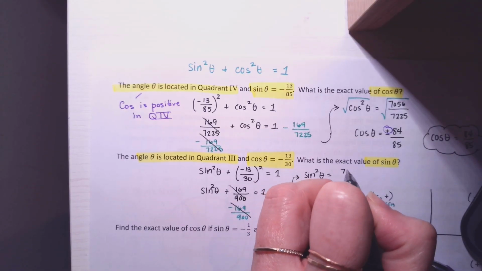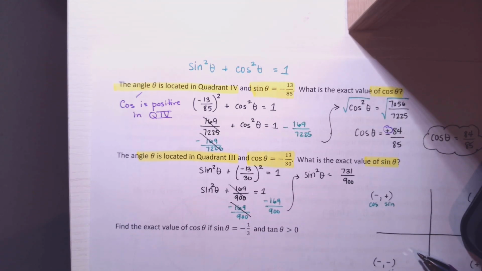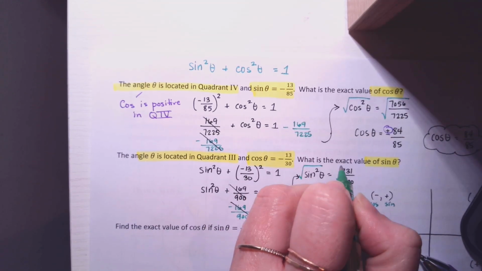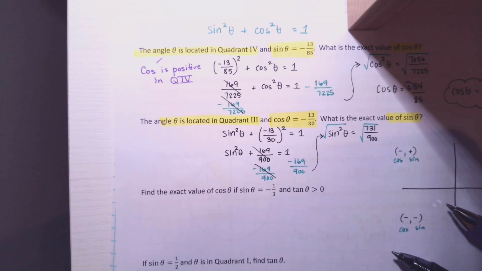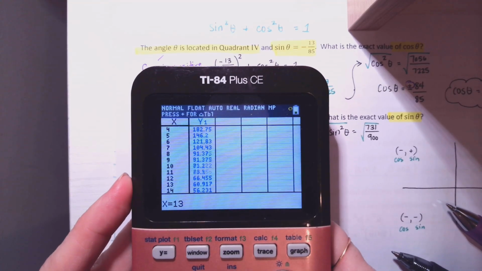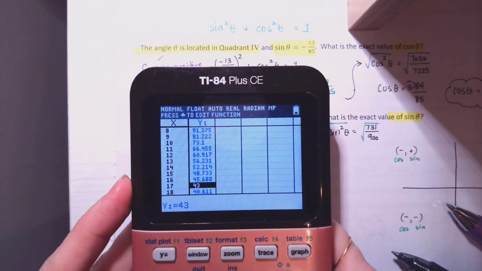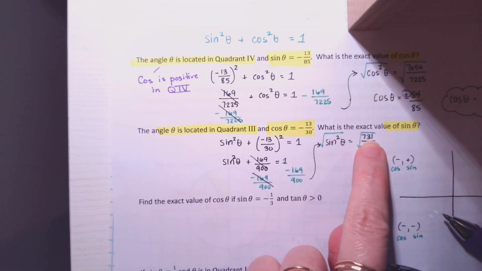731 over 900. And then the last thing we have to do is isolate just sine, because right now we have sine squared. So we're going to take the square root. I don't think 731 divides by anything. Let's see. What does it divide by? I'm just going to make a table in my calculator to check. Yeah, it only divides by 17 and 43, and both of those are prime. So this square root is not going to be able to simplify on the top.